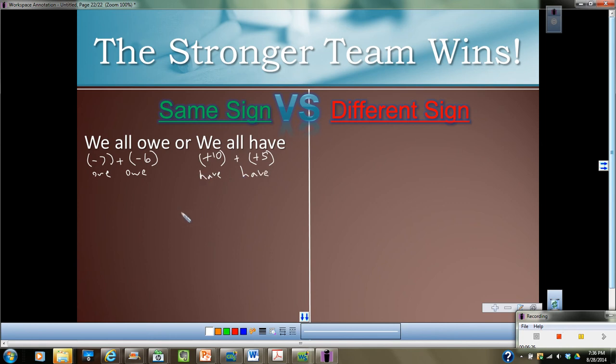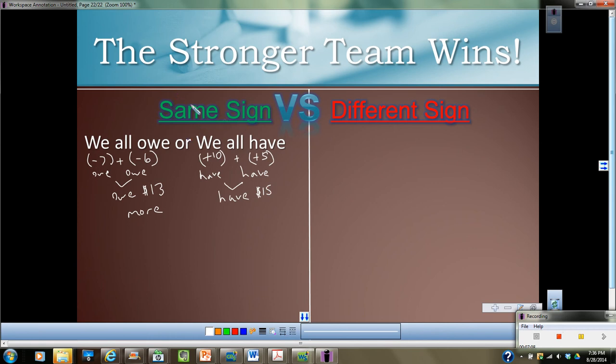And when you do that, you have different rules and things that happen in real life. So think about this. If I owe someone $7 and I owe another person $6, do I owe more money or do I owe less? So think about it. If I owe 7, I owe 6. Altogether, that means I owe how much? 13. I end up owing more. Okay? On the other side, if I have $10 from one person and I have $5 from another person, I end up having more. Okay?